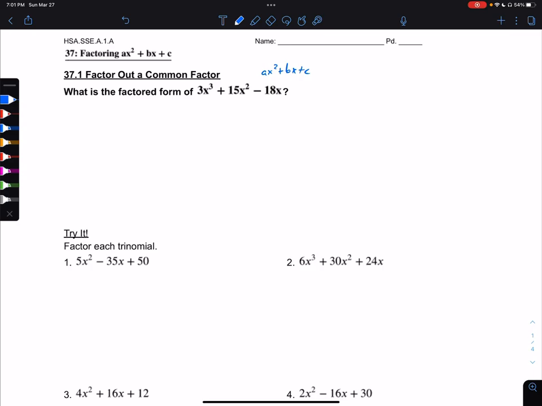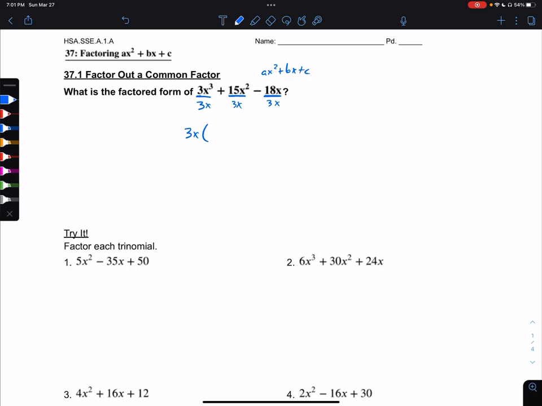So in this problem, what is the factored form of 3x cubed plus 15x squared minus 18x? Notice that our a value is a 3. They're telling us about a common factor, so we're going to look for a GCF, and the GCF between 3, 15, and 18 is going to be 3. And then notice that they all have an x, so I can factor out an x as well. So I'm going to divide each term by 3x. That's my GCF, that's what I'm factoring out.